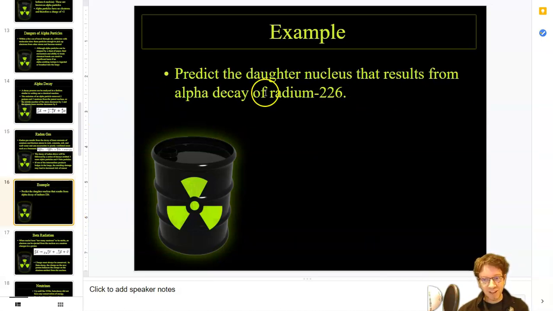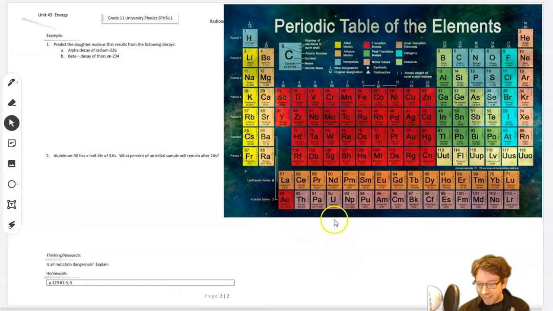So let's do an example. We're going to predict the daughter nucleus that results from the alpha decay of radium-226. Okay, so radium-226, we'll go over here. This is a question in our handout. So radium-226, where is radium? It's right there.